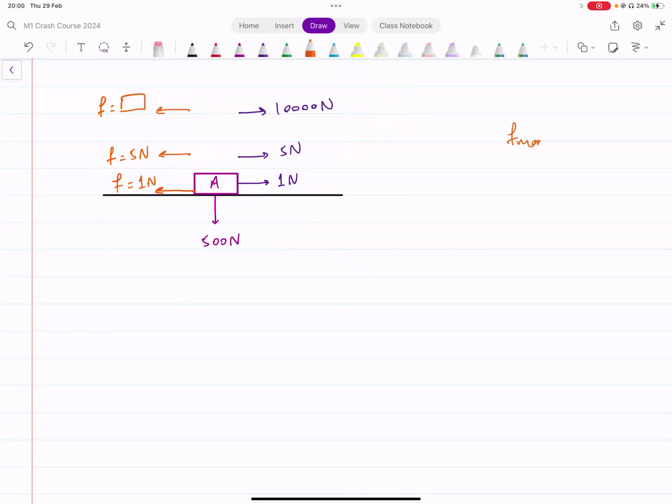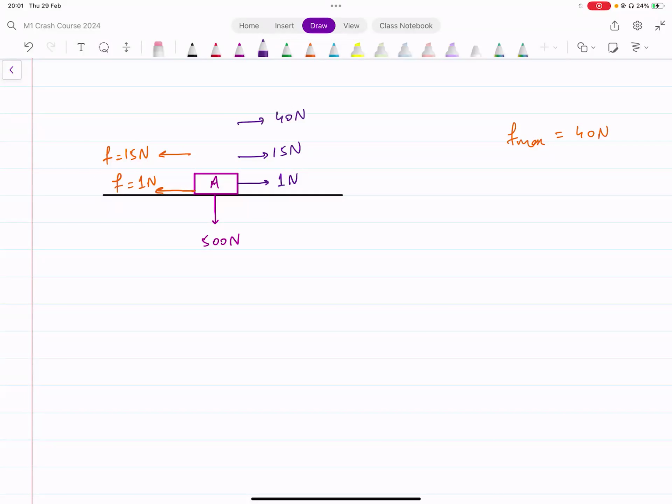Let's suppose this maximum value was 50 Newton. Actually, let's use a different number because we have 500 and might get confused. Let's say 40 Newton. Let's say the maximum value of friction in this particular case was 40 Newton. Now, what does that mean? If you were to apply a force of 5 Newton, the friction would also become 5 Newton. If you were to apply a force of 15 Newton, the friction would also become 15 Newton and the object will still not move.